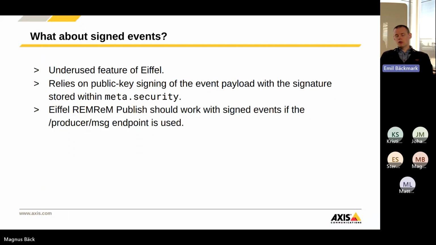Eiffel Rem Publish does not support meta security in itself, but if you use the producer/message endpoint, you could submit a message that you have signed yourself. I don't think you get any validation of that event if you do that. Obviously, if you use what I guess is the normal endpoint, was it the generate and publish endpoint? Of course, you can't get message signing because rem would be assembling the event on your behalf. So unless you would grant rem publish access to your private key, it wouldn't be able to sign it.